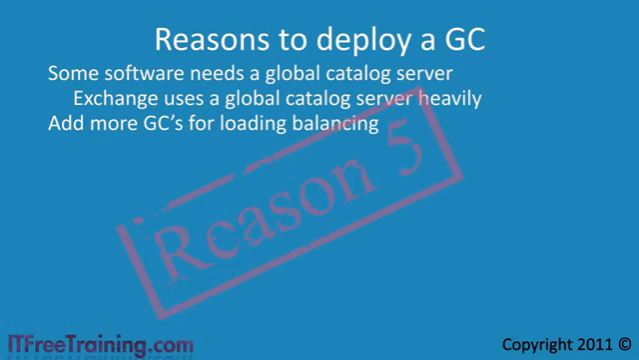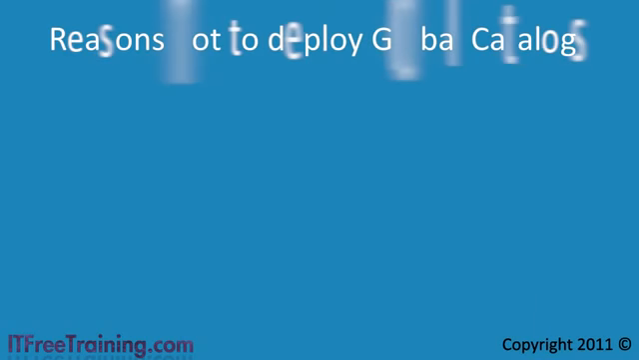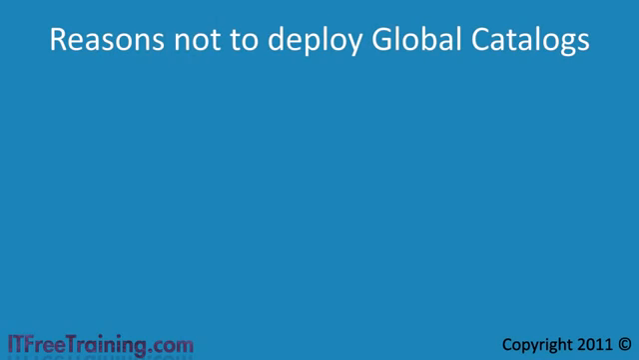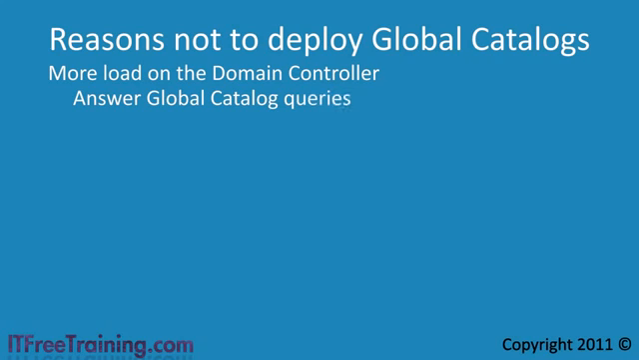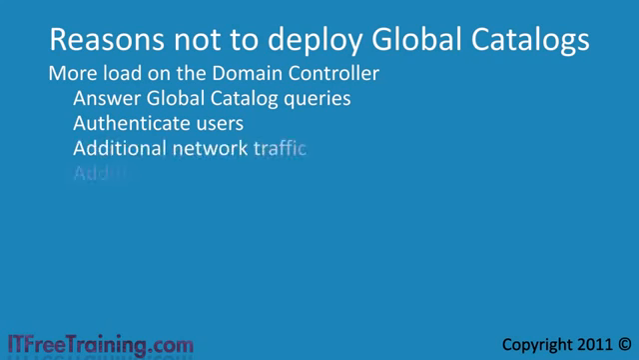Now that I've looked at all the reasons that you would want to use a global catalog server, let's look at why you would not want to use global catalog servers. A global catalog server contains a partial replica of every object in the forest, and thus does put more load on the server answering queries. A global catalog server must answer GC-related queries as well as authenticate users. A global catalog server also requires additional network traffic and hard disk space for forest-wide changes.